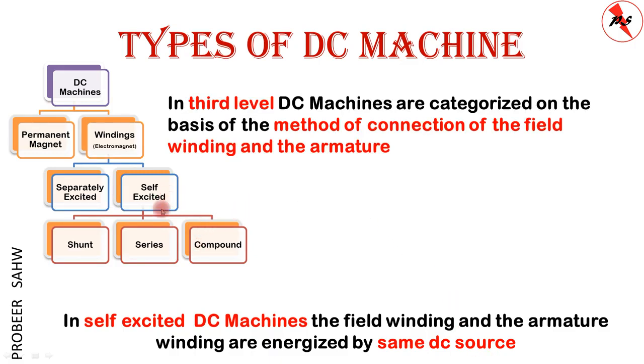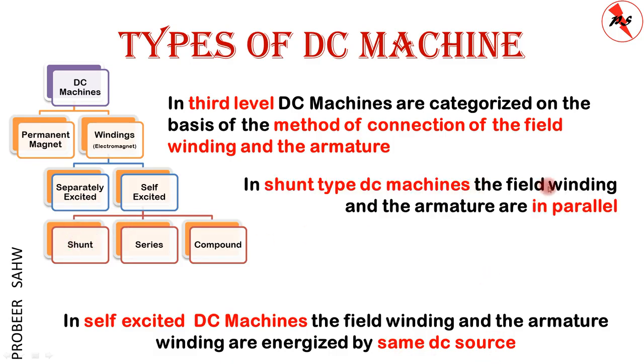And that self-excited DC machine can be further classified into different categories on the basis of method of connection of the field winding to the armature. How we connect the field winding to the armature is now the basis of classification of self-excited DC machines. And what are self-excited DC machines? The machines in which the field winding and the armature winding are energized by the same DC source.